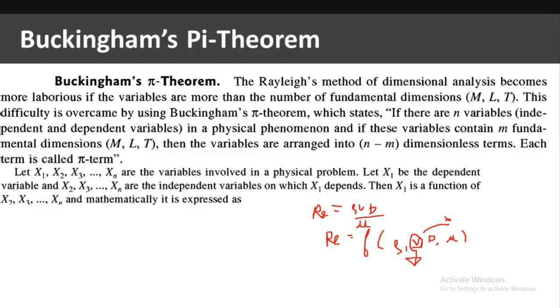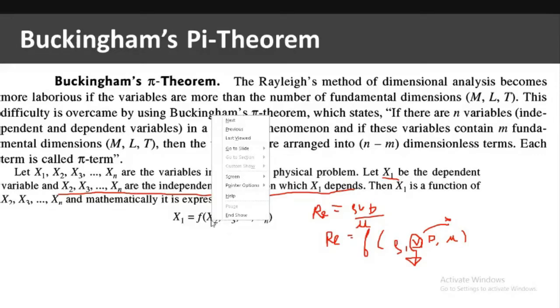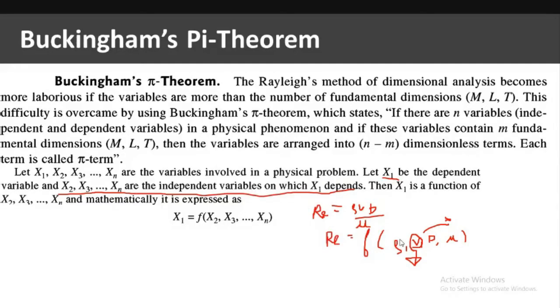Okay, if the liquid changes, then its mass density will change. So let x1 be the dependent variable, and x2, x3 and so on are the independent variables on which x1 depends. Then x1 is a function of, for example, velocity as a function of density, diameter, and viscosity. So x1 is a function of x2, x3, and so on till xn.